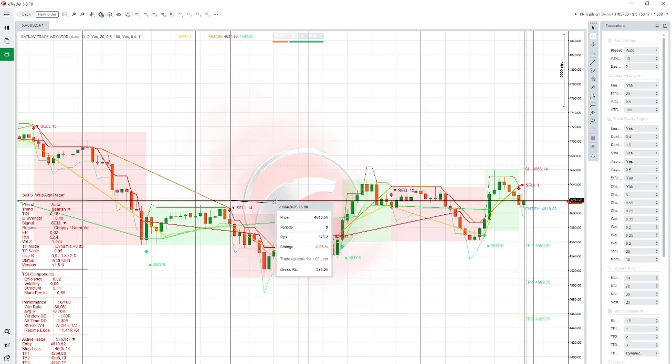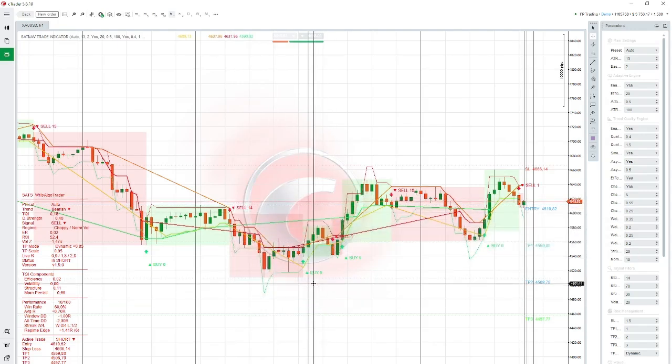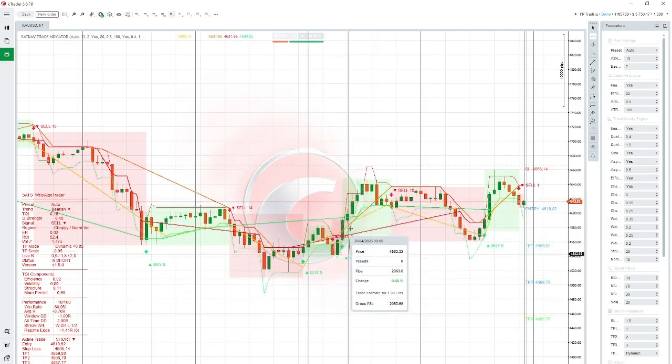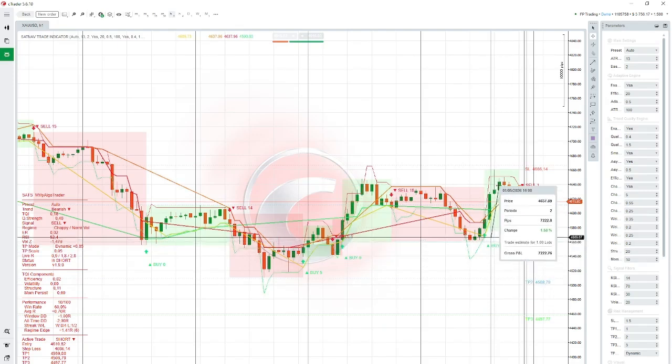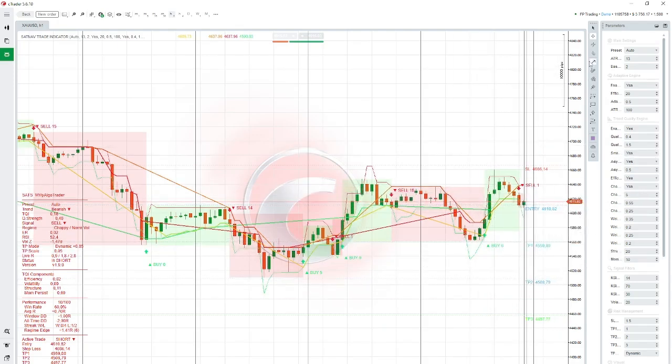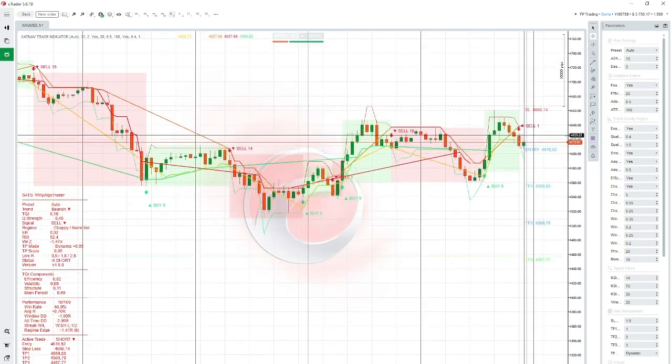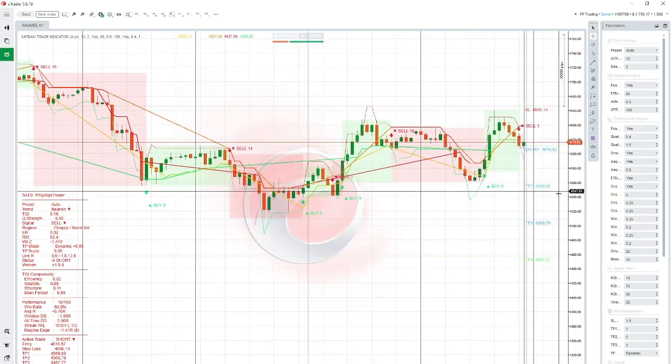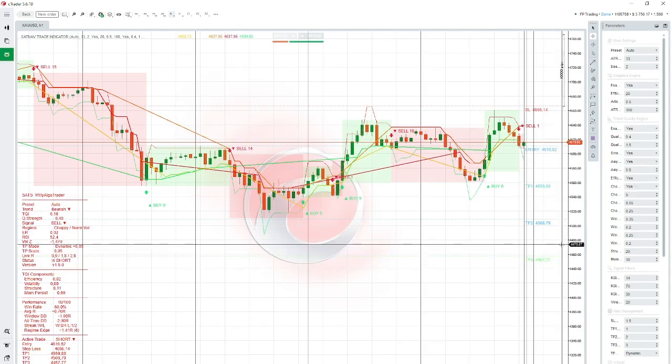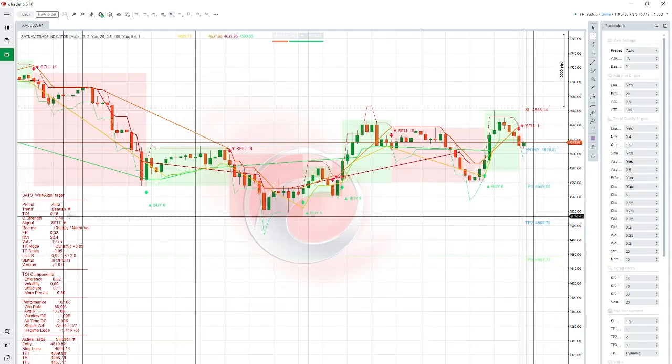Here you have sell, okay? 14 bars, boom, done. Buy 5 bars, it counts the bars. Buy 9 bars, buy 6 bars, sell 1 bar. Then it gives you the entry point, okay? Entry at this level, and it assigns the take profit levels, and you can have fixed take profit or dynamic take profit. And here you have all the info.